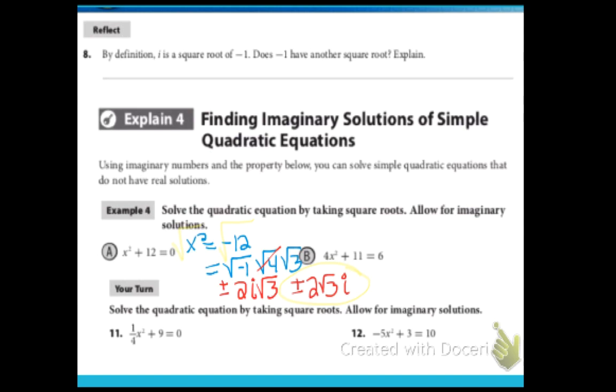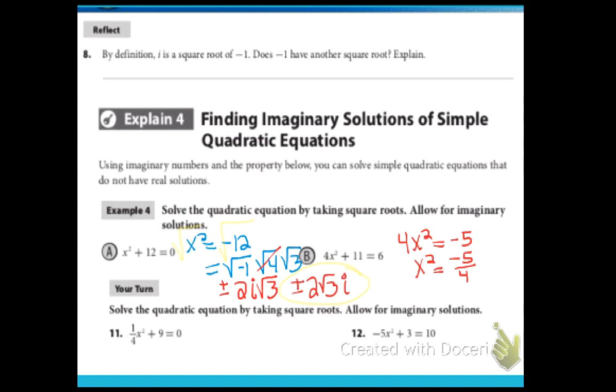And how about this one? I'm going to go ahead and subtract 11 from both sides, and that's going to give me a negative 5 on the other side. And I'm going to divide both sides by 4, and that's going to leave me with x squared is equal to negative 5/4.